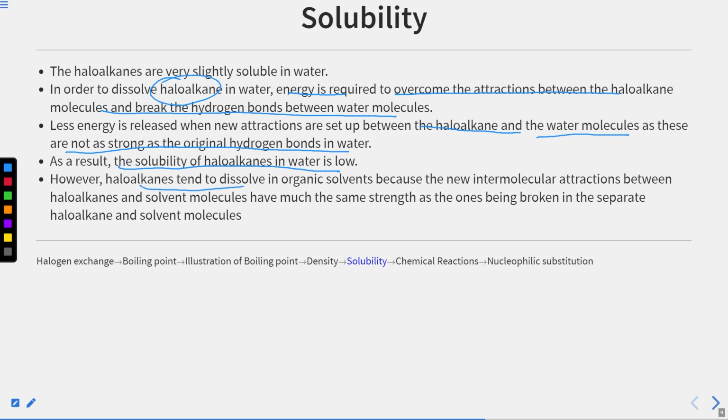However, haloalkanes tend to dissolve in organic solvents because the new intermolecular force of attraction between haloalkane and solvent molecules has much the same strength as the ones being broken in the separate haloalkane and solvent molecules. Okay, so this is about solubility. I would say that the solubility of haloalkane is greater than that of normal alkane, and its solubility decreases as we increase the length of the chain. Okay, this is clear.